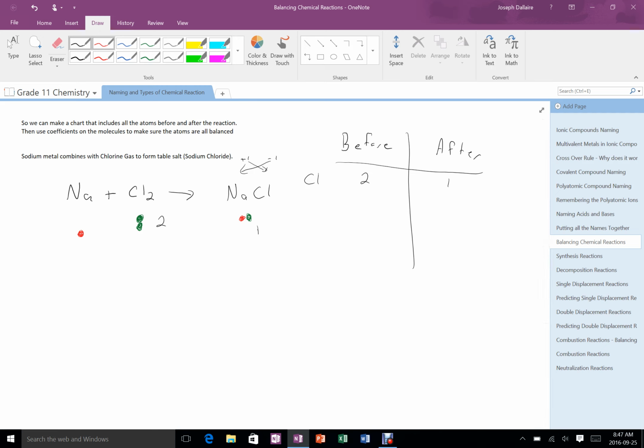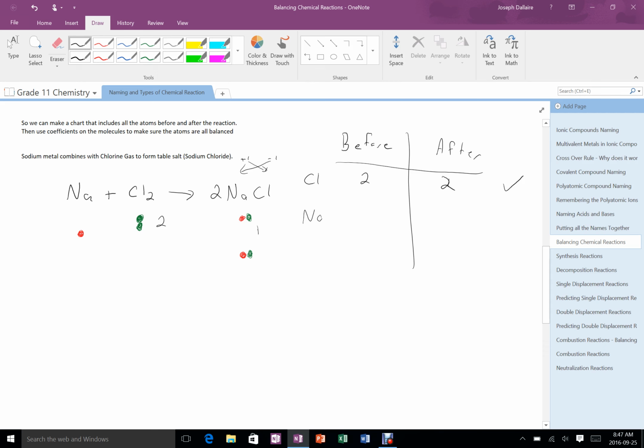So obviously I need another sodium chloride so that I can get my chlorine number right. So that's 2 of these molecules. So now, before and after, I have 2 and 2, so I can say that's balanced, as long as I don't do something to mess that up later. I won't have to in this example.